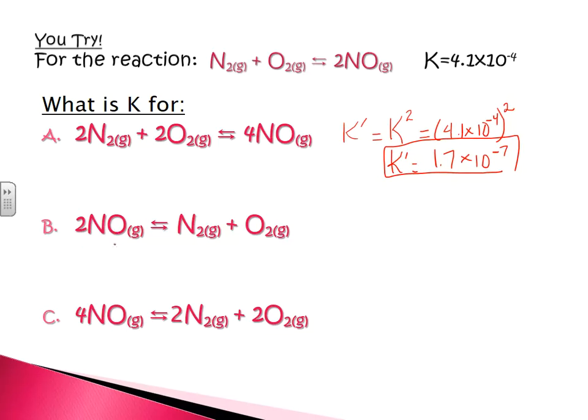All right, so let's look at example B. So here, if we compare this reaction to the original, all we've done is reverse the reaction. So K prime is going to be equal to the original K flipped, so 1 over K, or K to the -1 power. So let's take our original K, 4.1 times 10 to the -4, and raise it to the -1 power. So we're going to need 2 sig figs. So that means our new K prime is equal to 2400.